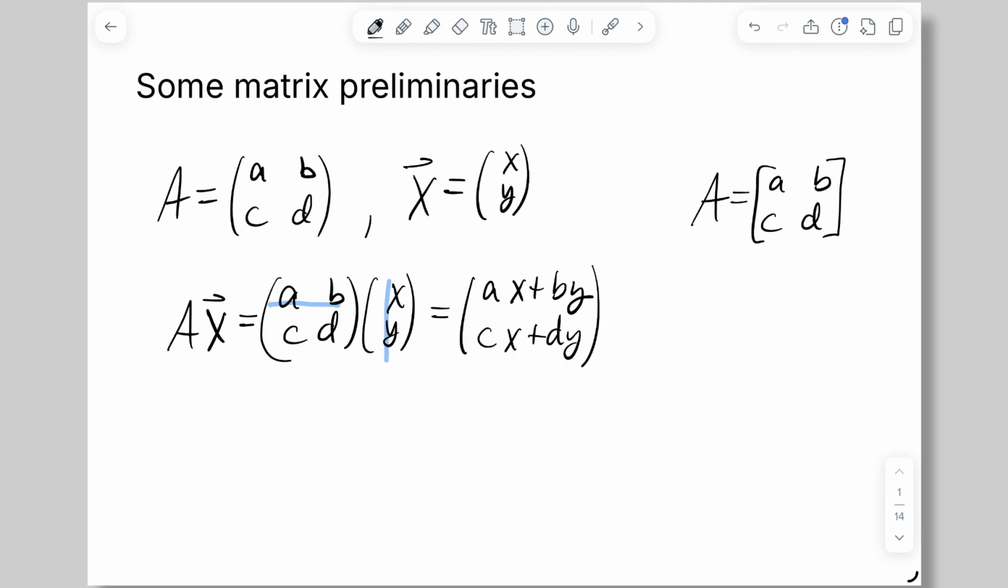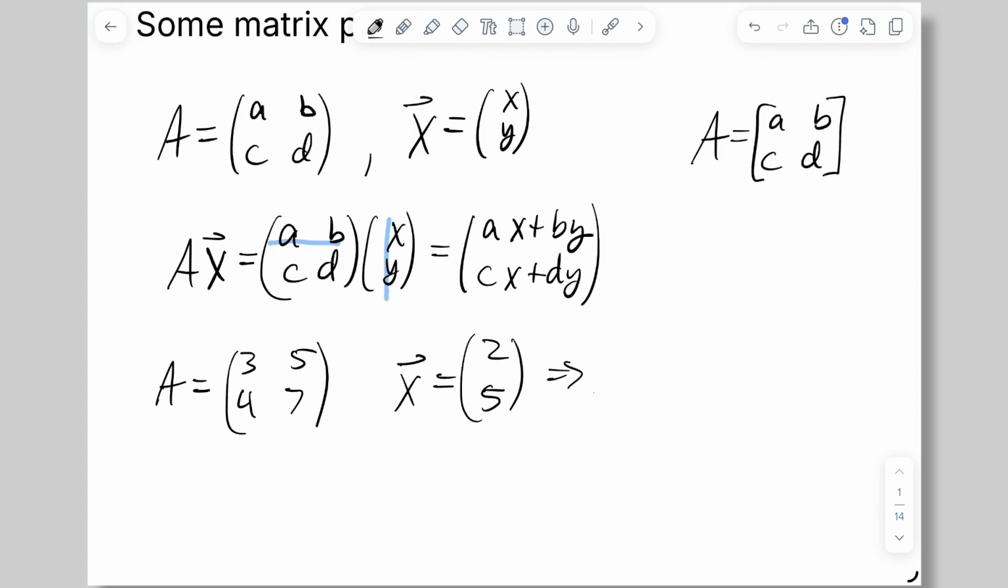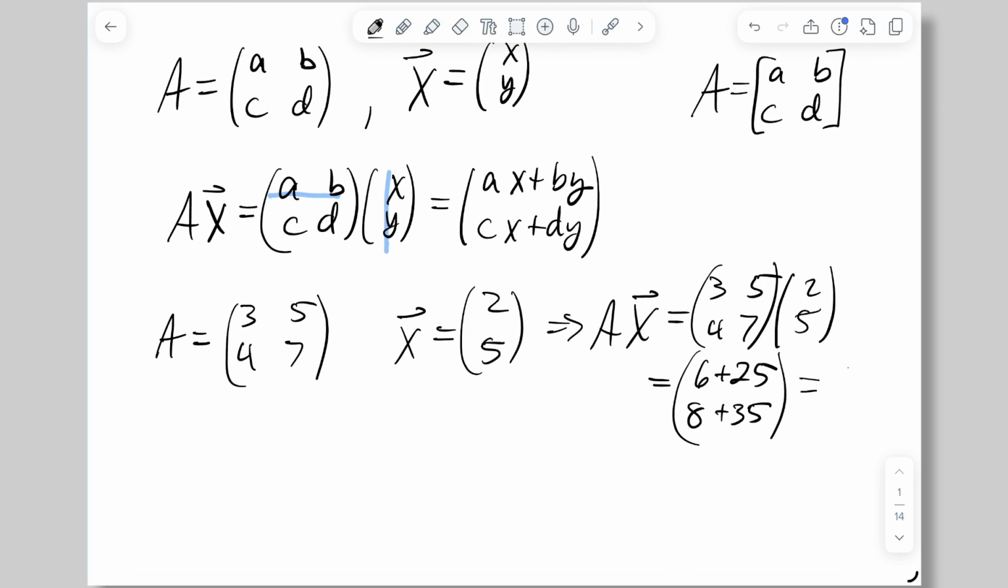Just to put some numerical context to this, suppose A is (3, 5, 4, 7), and I multiply that by the vector x, which is (2, 5). Then we have Ax is equal to (3, 5, 4, 7) times (2, 5). That's going to give us 3 times 2 is 6, 5 times 5 is 25. Add those together. Bottom row, 4 times 2 is 8, 7 times 5 is 35. Add those together. And we end up with the column vector 31 and then 43.